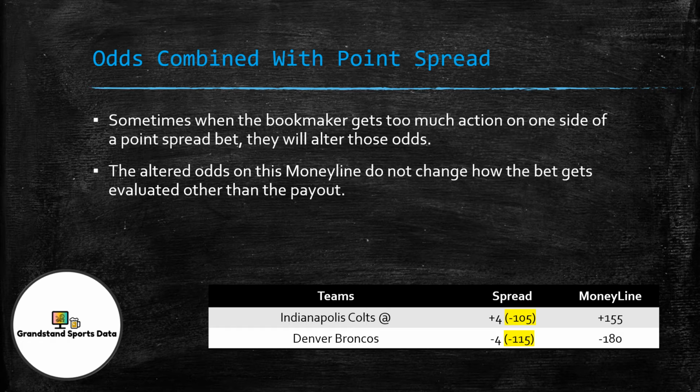Odds combined with point spreads. Sometimes when the bookmaker gets too much action on one side of a point spread bet, they will alter those odds. The altered odds on this money line do not change how the bets get evaluated other than the payout. So if you look below, the spreads stay the same, +4, -4, but the money line or the payout is actually different from the -110 that you usually see, or the -115 that some books are moving to.